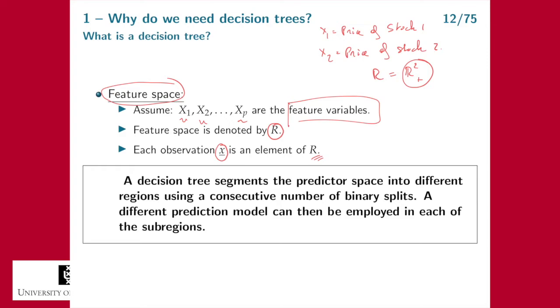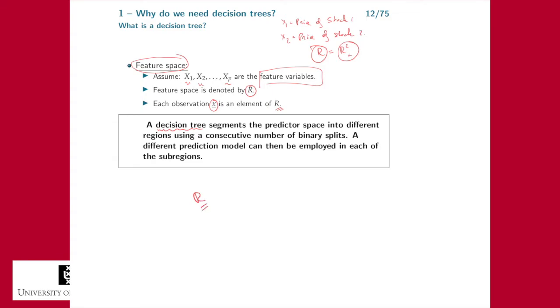So what is a decision tree? A decision tree segments the predictor space or feature space into different regions using a consecutive number of binary splits. So you take that feature space R and you subdivide it. We want to create groups. A different prediction model can then be employed in each of the subregions. So if we have our feature space R and we know that X is in R, of course, if we can make a smaller subregion of R, maybe we can predict better in that subregion.